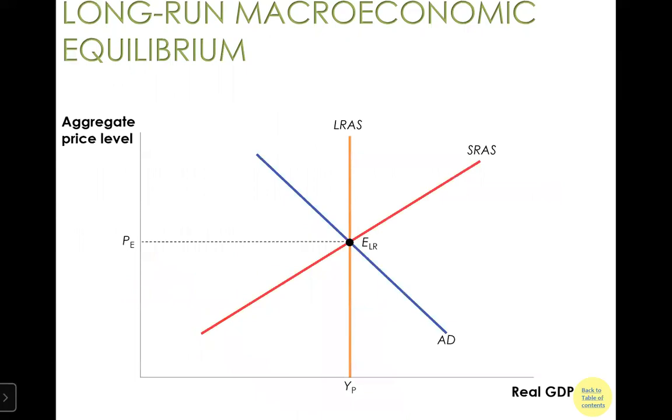In the graph, first, aggregate demand equals short-run aggregate supply, and then we achieve a short-run macroeconomic equilibrium. So what is a long-run macroeconomic equilibrium? We require that the cross of these two lines generates a Y, and this Y equals our potential. All right, so this is long-run macroeconomic equilibrium.